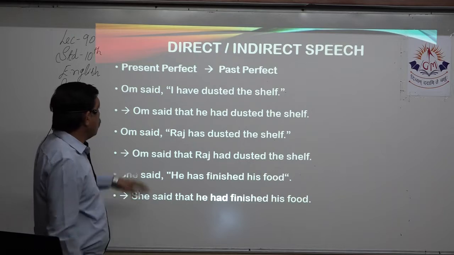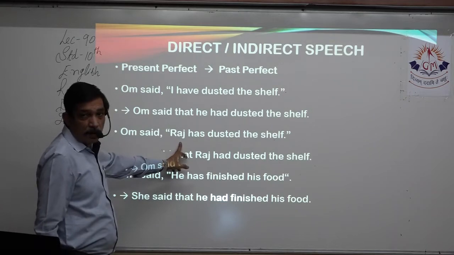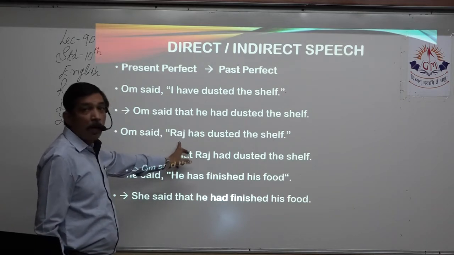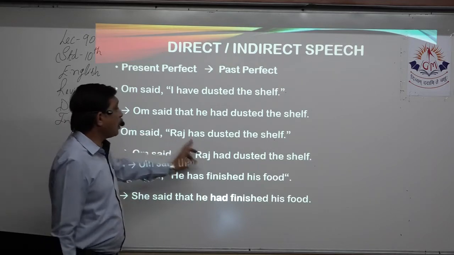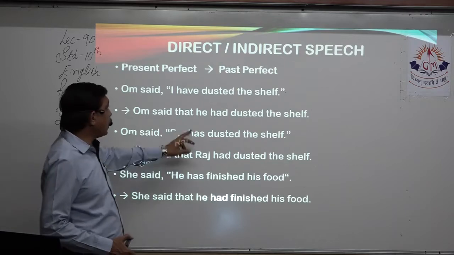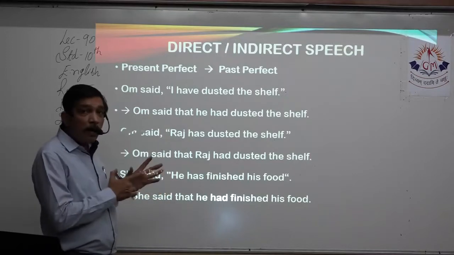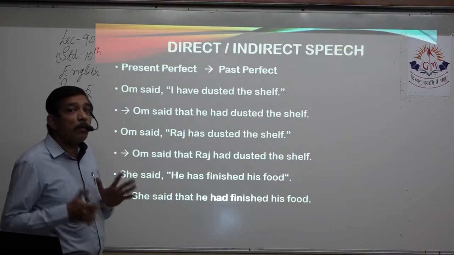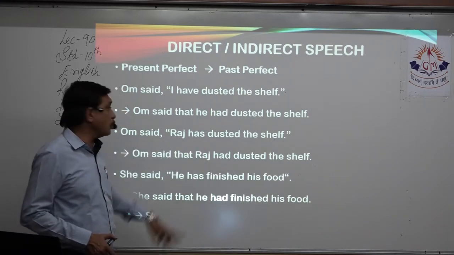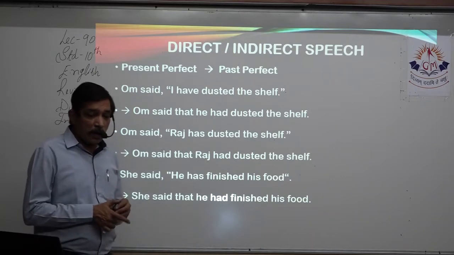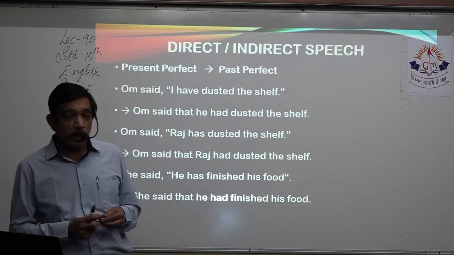Om said, Raj has. Now, because it was I, we had. Now it is third person, Raj, a proper noun, right? Third person, so has will come, right? So Om said Raj has dusted the shelf. Now again, have or has will change to past perfect. Have and has, both of them are present perfect. They will change to past perfect, that is had. Om said that Raj had. We make only one change over here. Has becomes had. So we see the importance of verbs.